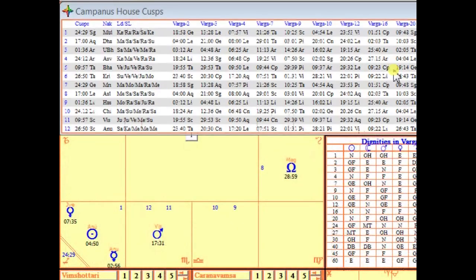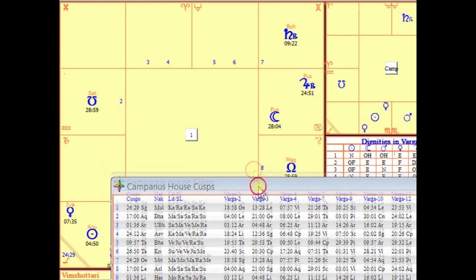Use the Bhava Chalita, and I use the Campanus system. And this brings up the specific degrees of each cusp. And so the 1st cusp is 24 degrees 29 minutes Sagittarius, which we see here. The 2nd cusp is 17 degrees Aquarius, which we see here.